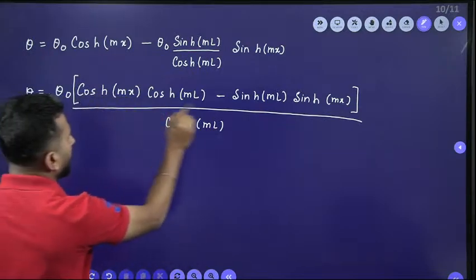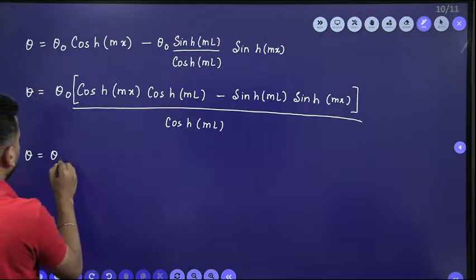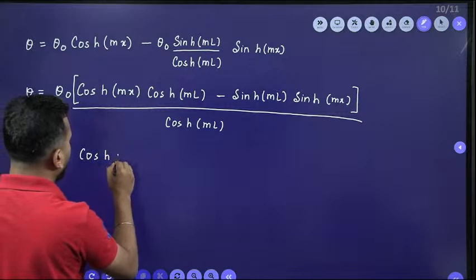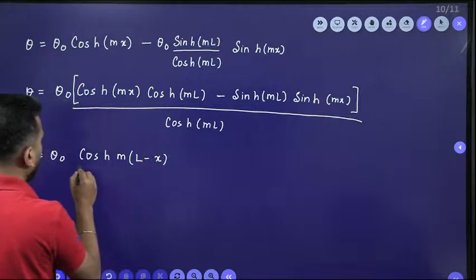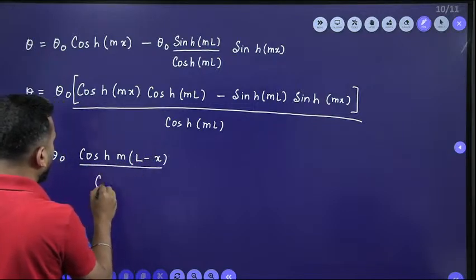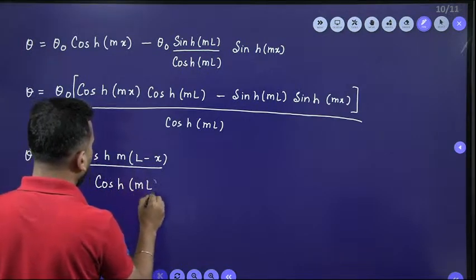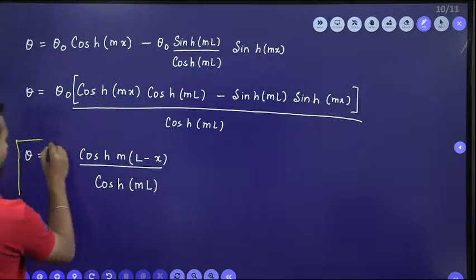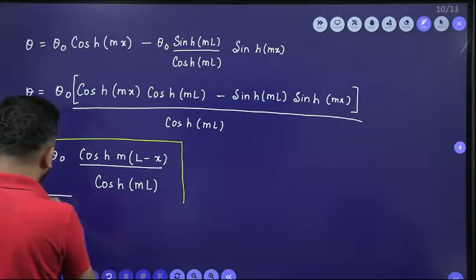Now this expression in the numerator that you are seeing, it is cos hyperbolic m(L minus x) I can write, divided by cos hyperbolic ml. So this is the temperature profile that we are getting for the second case.